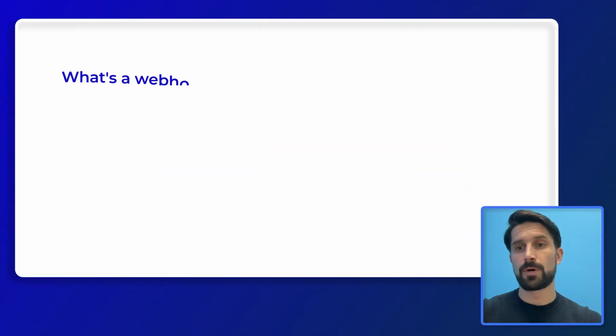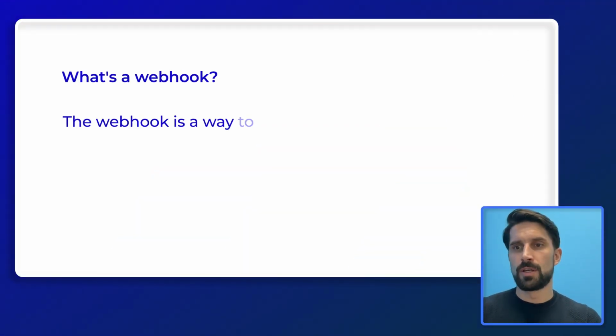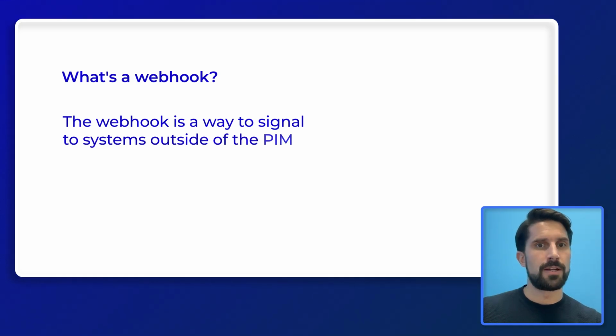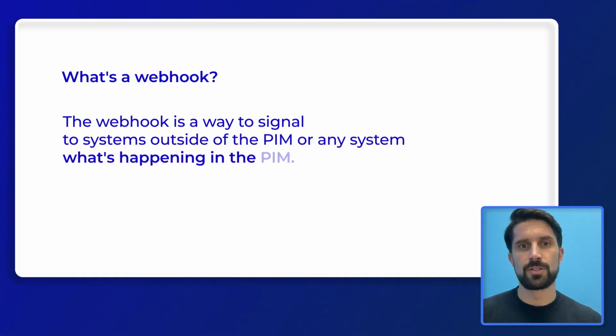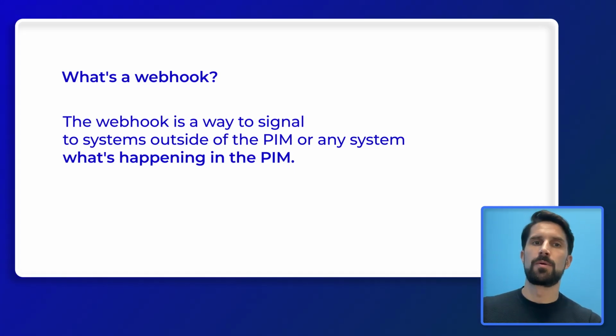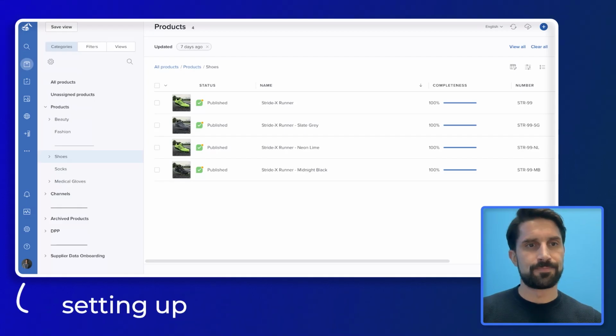First of all, what's a webhook? The webhook is a way to signal to systems outside of the PIM, or any system, what's happening in the PIM, right? So we might consume this, for example, from the ecom, right? When a product changes in the PIM, we want to consume that. We want to replicate that change in our ecom platform, for example, or any other integration, right? If we're communicating regarding stock levels or anything like that.